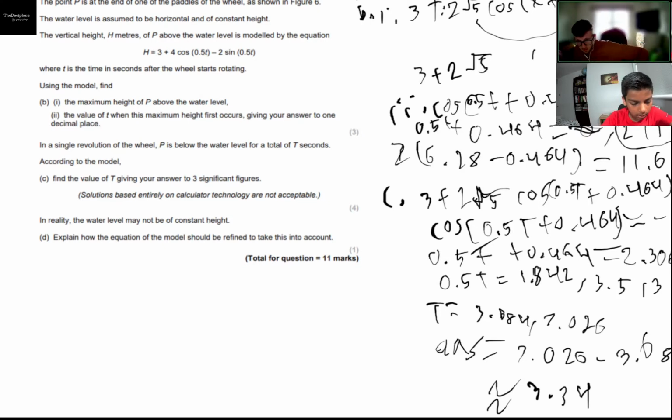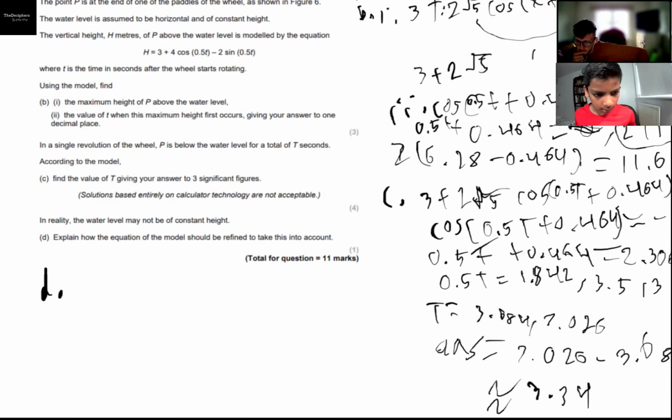Okay. And quite common in these modelling questions is to explain how something might be different in a certain situation, how it might affect the model. So in reality, the water level may not be constant. The water may rise and decrease. So explain how the equation of the model should be refined to take this into account.